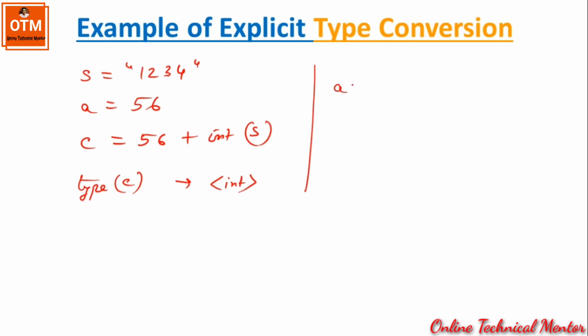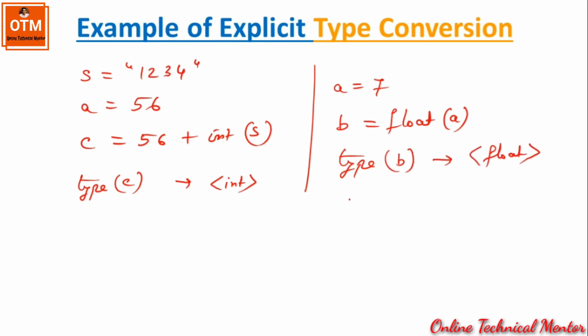Let me show you another example. Suppose you have taken a equal to, say, 7. So 7 is an integer. Suppose you want to store this 7 as a float value. Let me take a variable b, write float, and within brackets a. That means a, that is 7, will be converted to float and stored within b. And if you check the type of b, it will show you that it is a float type. Or rather, if you print b, it will show you 7.0, not 7.